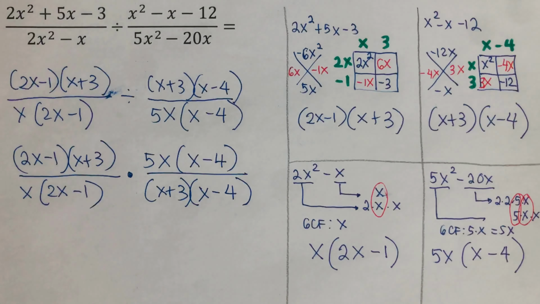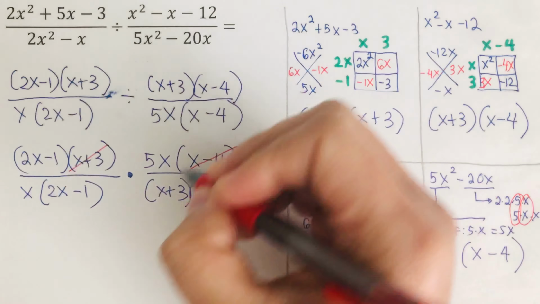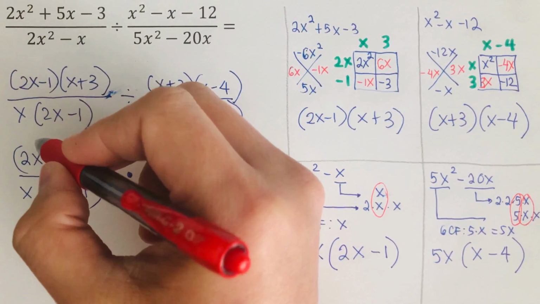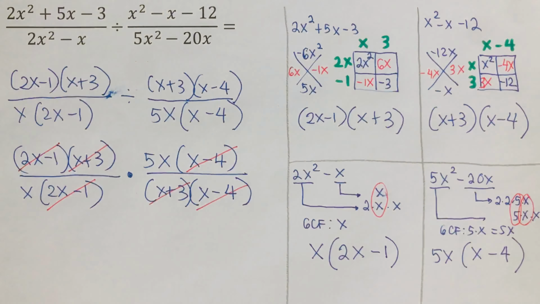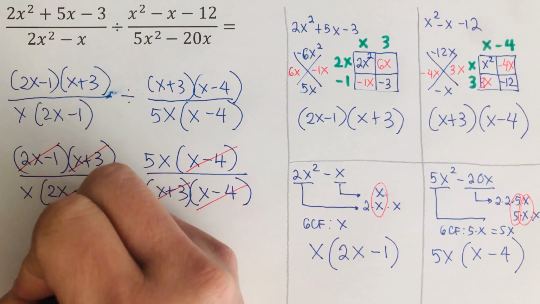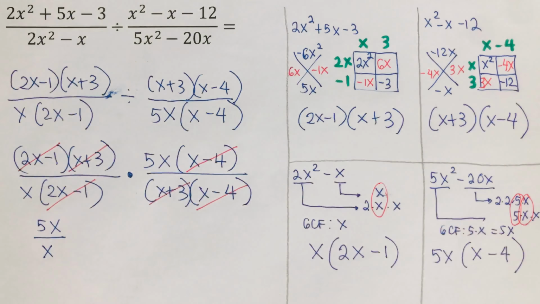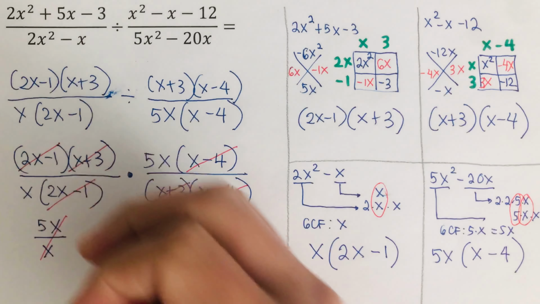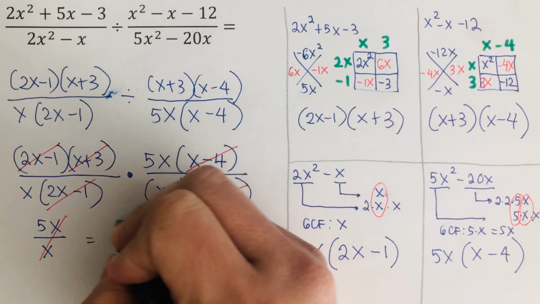Okay, so then from here we can go ahead and cross out x minus 4 and x minus 4. We have x plus 3 and x plus 3. Then we have 2x minus 1 and 2x minus 1. So we are left on top with 5x over just x at the bottom. So then we can go ahead and cross out some more. This x and x gets crossed out. So the final answer for this is just 5.